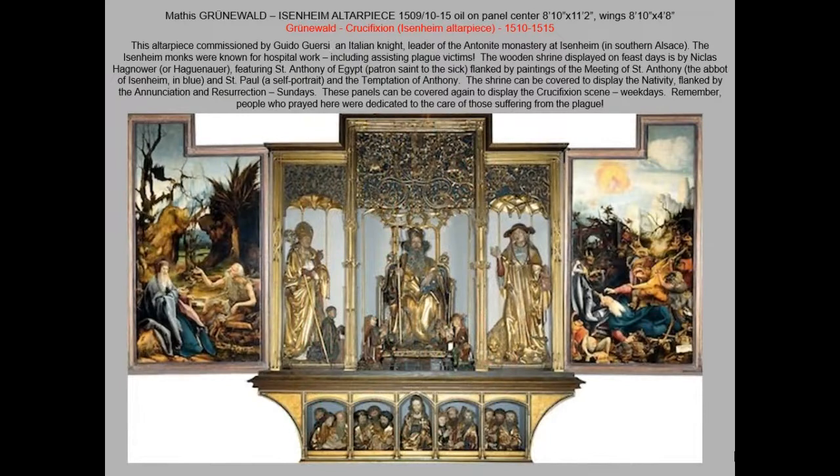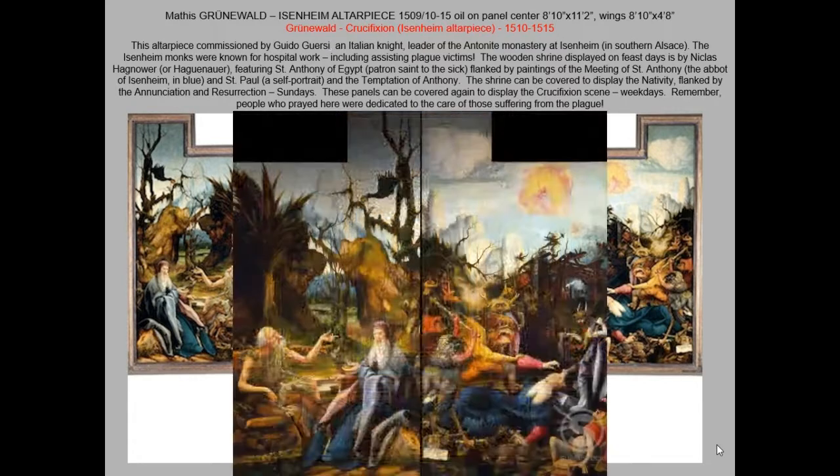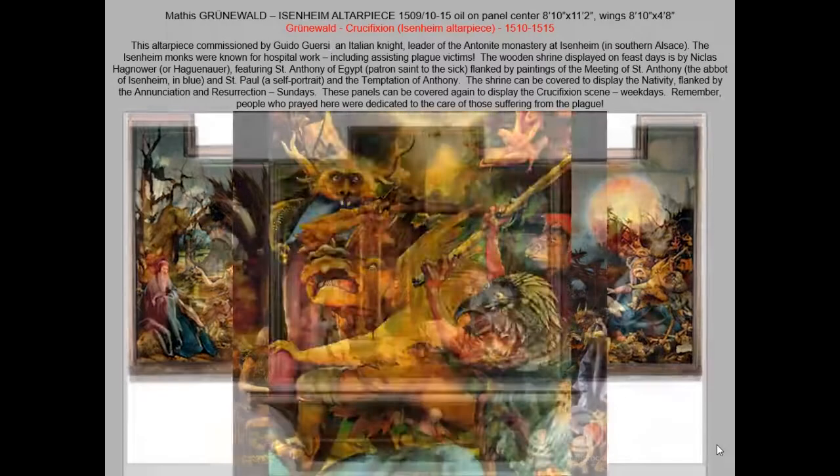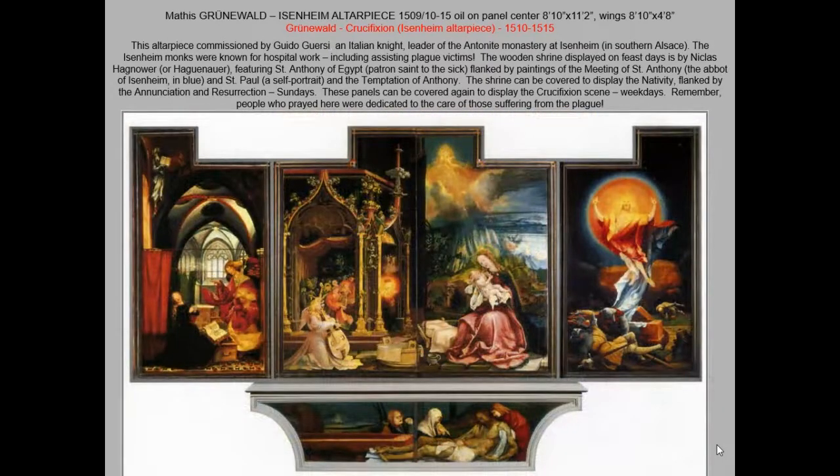The altarpiece itself could be displayed in three different ways. So the altarpiece could be seen in this particular arrangement, showing the figures painted on the flanking sides, including St. Anthony, who we saw in Schongauer's print. We can also see the Temptation there of St. Anthony. You can see St. Paul on the left-hand side. That shrine then can be closed to show the scene of the Nativity and the scene of the Annunciation.